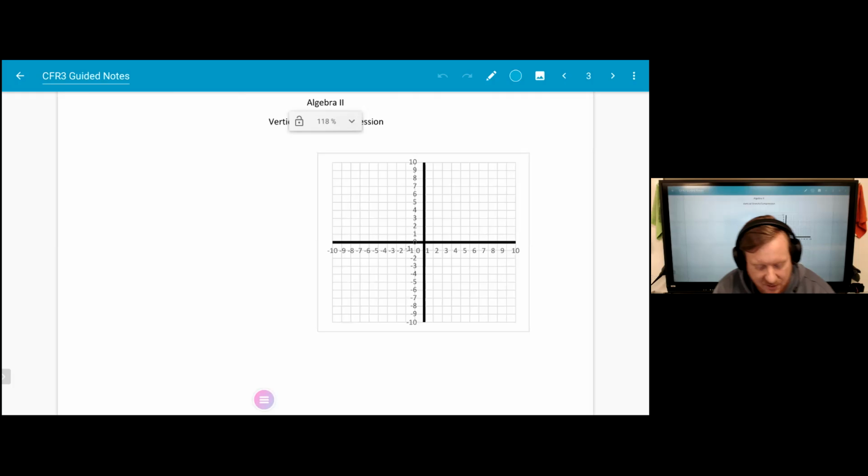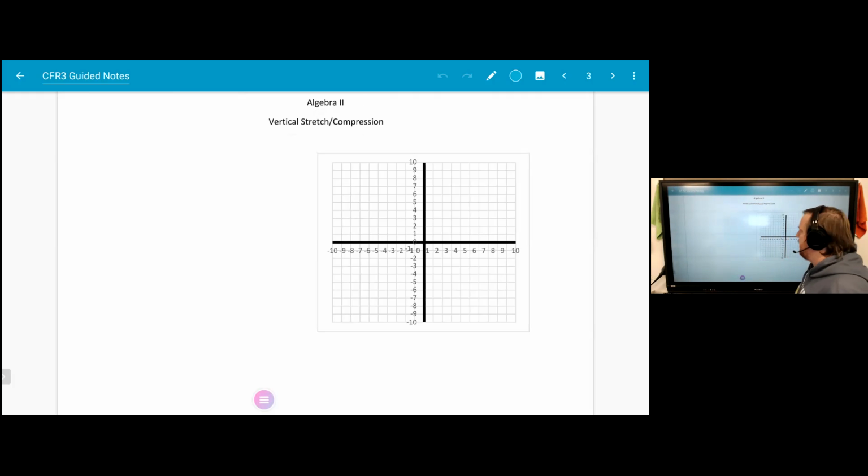You're going to notice a pattern with vertical things. We said the up and down translation, the vertical translation, happened outside of the function. Well, just like the vertical translation happens outside of the function, the vertical stretch and compression actually happens outside of the function as well, but it happens a little differently.